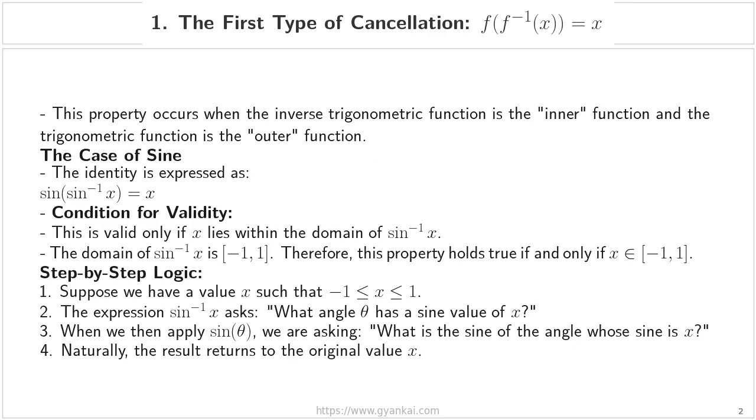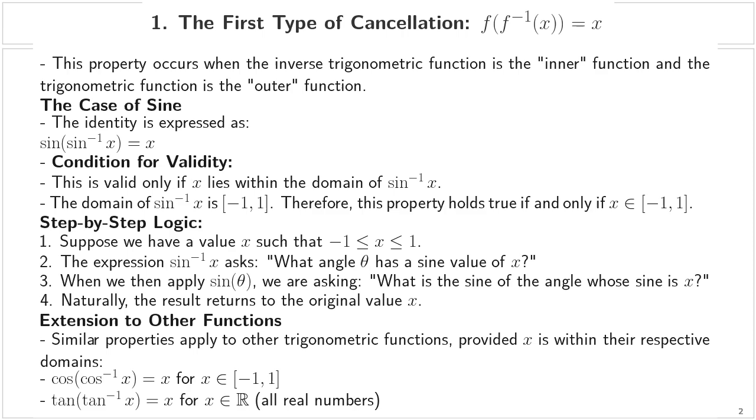To help you visualize this, let's follow the logic step by step. First, suppose we start with a value x that is between -1 and 1. The inner part of the expression, the inverse sine of x, is essentially asking, what angle, which we can call theta, has a sine value equal to x? Then, when we apply the outer sine function to that angle theta, we are asking, what is the sine of the angle whose sine is x? Naturally, the two operations cancel each other out, and we return to our original value, x.